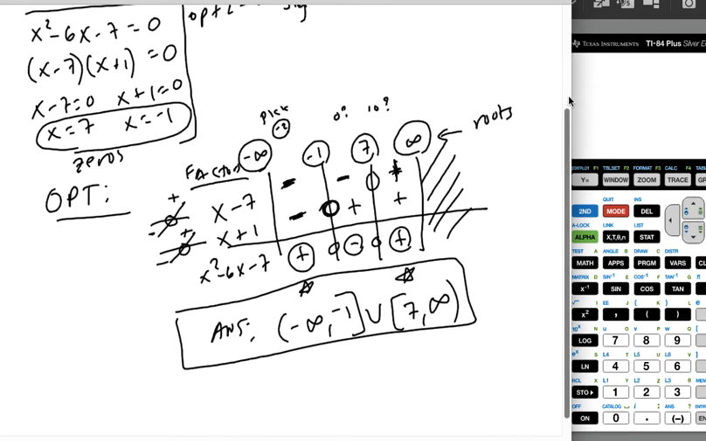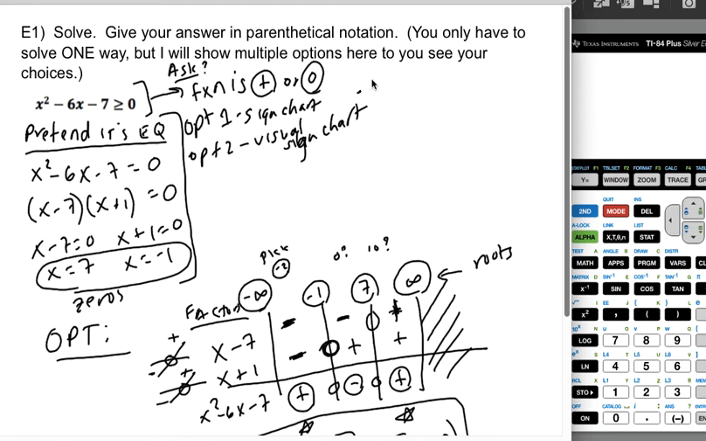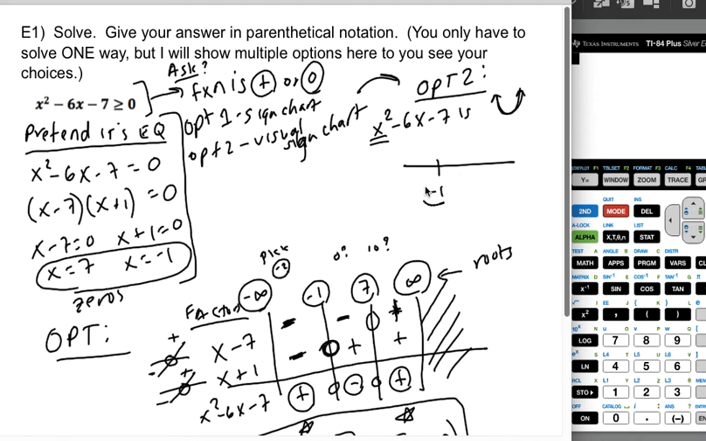The second option is if you use what we call a visual sign chart. Option 2 plays on a different kind of knowledge. Option 2 plays on the fact that you know that x squared minus 6x minus 7 is a smile, because it's got a positive in front of that x squared. Well, if you know that the zeros are at negative 1 and 7 in numerical order, and it's a smile, then it has to look like this. If you want the windows where this function is physically positive, that's going to be where it's above the axis. So you get the same answer: negative infinity to negative 1, include negative 1 because 0 is included, 7 to infinity. Same answer, right?